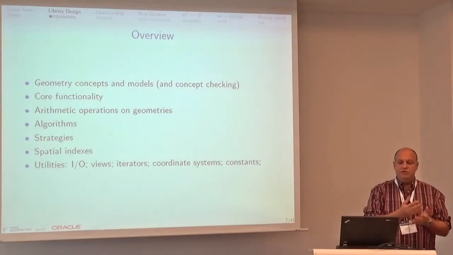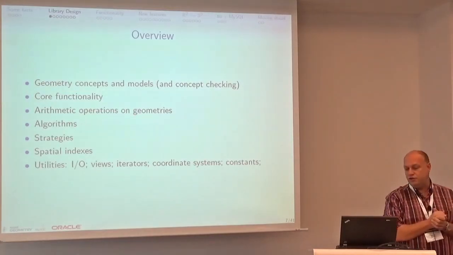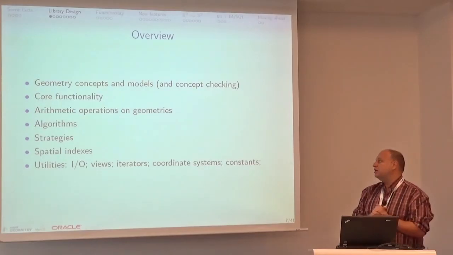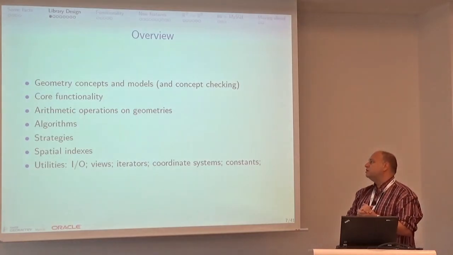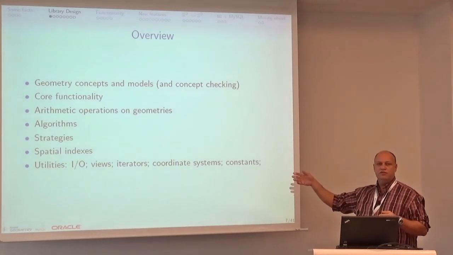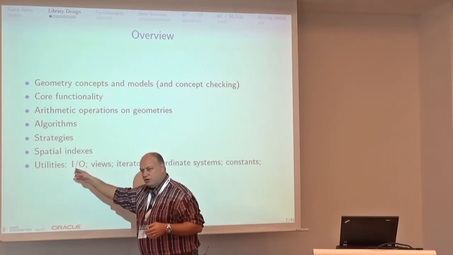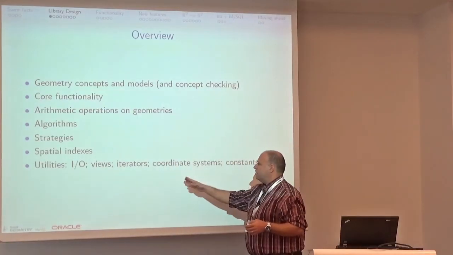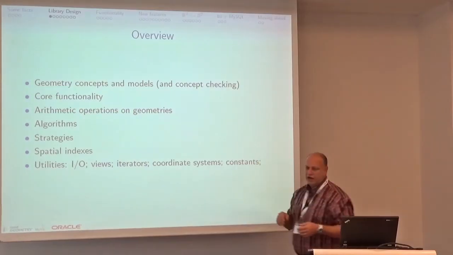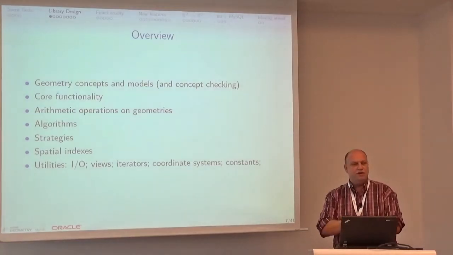Utilities are input, output, some views, some iterators, some coordinate systems, and definitions of coordinate systems, and some constants. These are really for our own internal use primarily, not all of them actually. I would say that some of the views and I/O are also for the users, but as you go in this direction, it's more like for internal use. But they're there and you can use them.